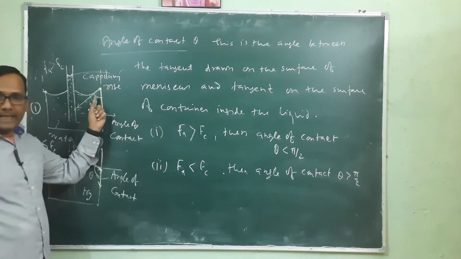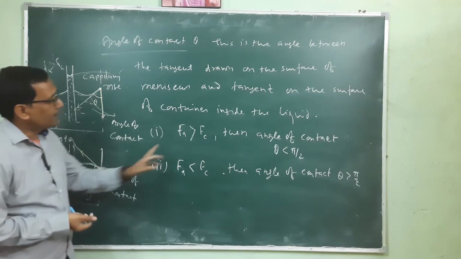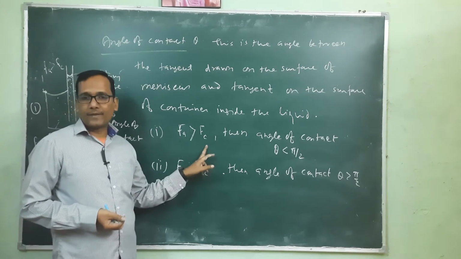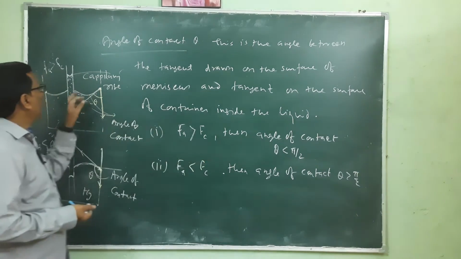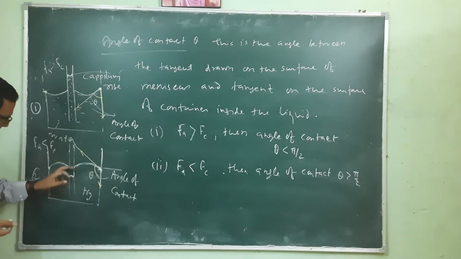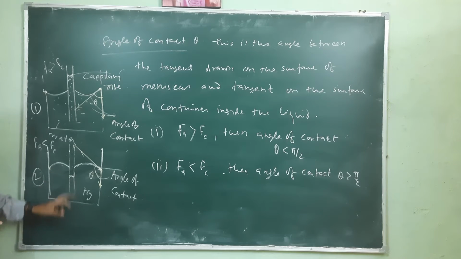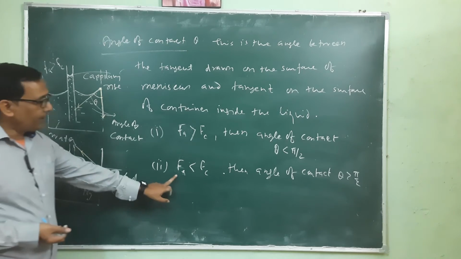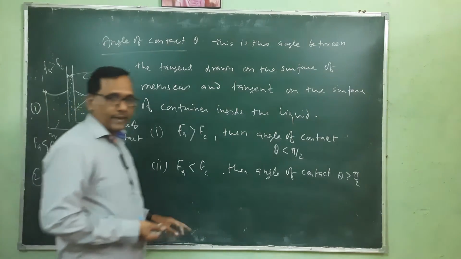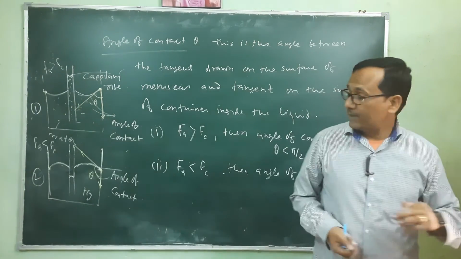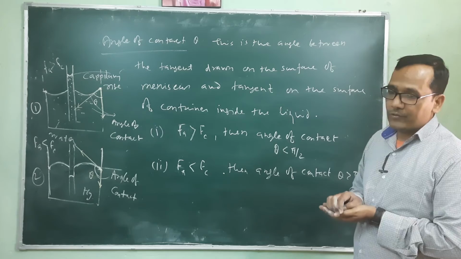So the capillary rise is only possible when this FA is greater than FC. When the adhesive force is more than the cohesive force, then there will be capillary rise. But in the other case, when FA is less than FC, the liquid will go down. There will be no rise. So many things one can judge on the basis of this cohesive force and adhesive force.